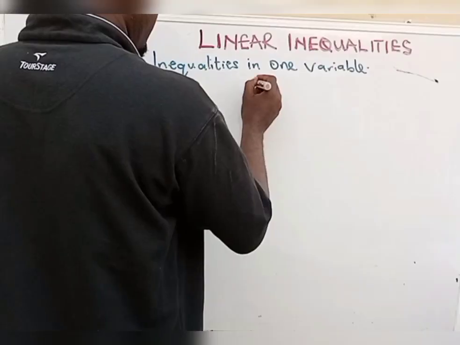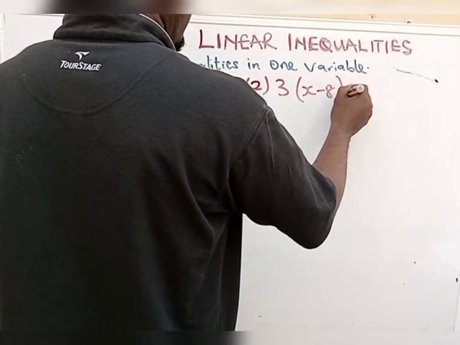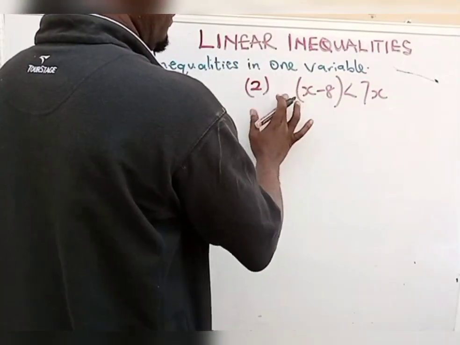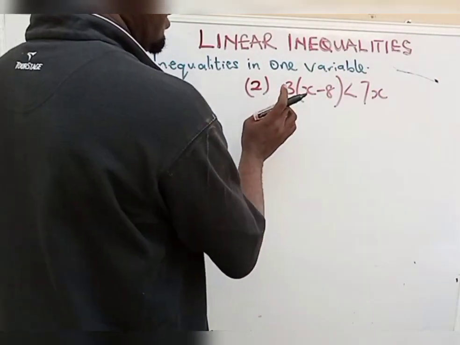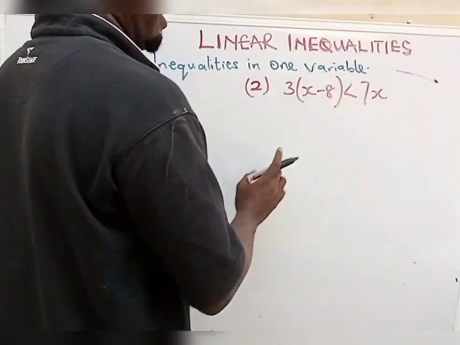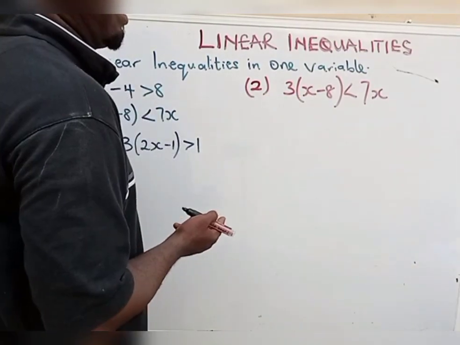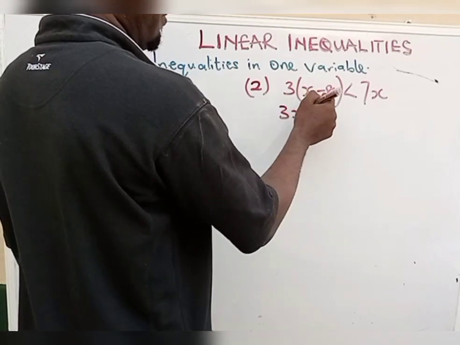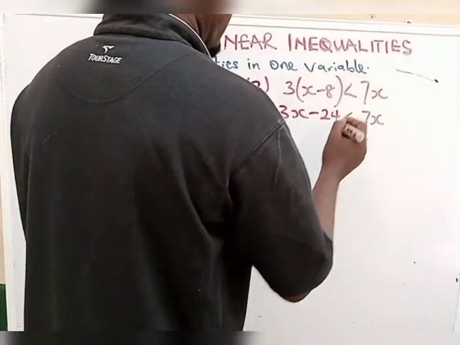For the second example, we have 3 into bracket x minus 8 less than 7x. Now, in order to solve this, we are going to use this 3 to multiply everything in the bracket. Don't forget, just like in the linear equation, the first thing we used to do is clear the brackets. So we are going to make use of this 3 to multiply everything in the bracket. And that's going to give us 3 multiplied by x, that will be 3x. Then 3 multiplied by -8, that will give us -24 less than 7x.